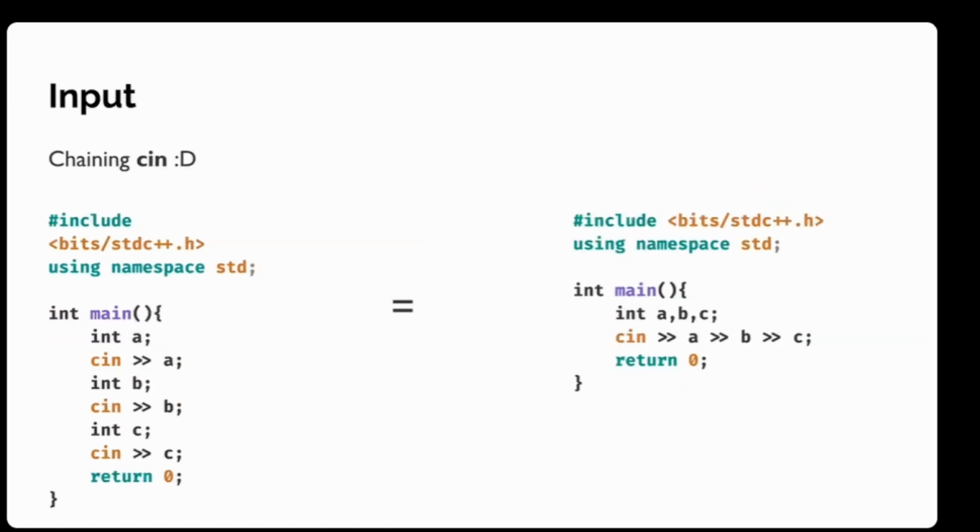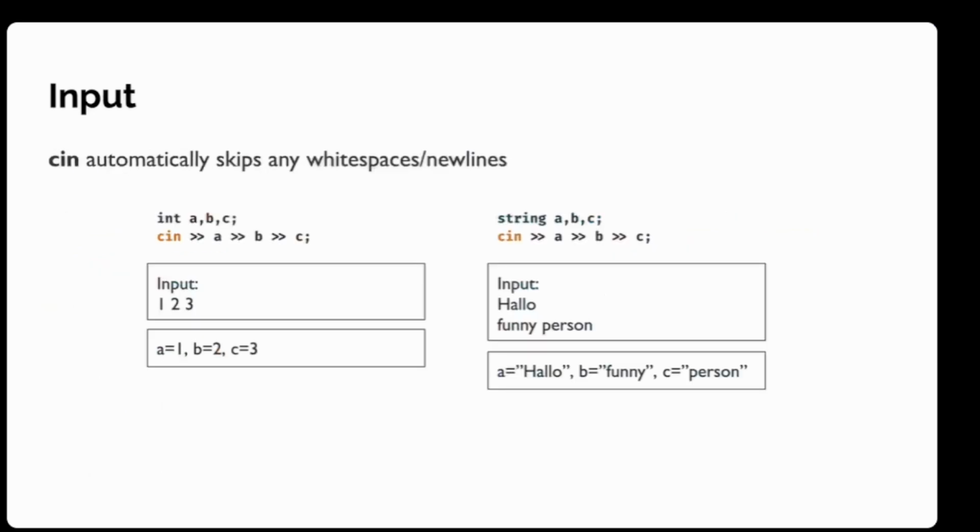So instead of wasting so many lines of code, just do that one. Looks so nice, I think. One more thing about cin is that unlike Python, it automatically skips any white spaces and new lines. So if you look at this, if I input 1 space 2 space 3, A will be assigned 1, B will be assigned 2. I think you can see how it works.